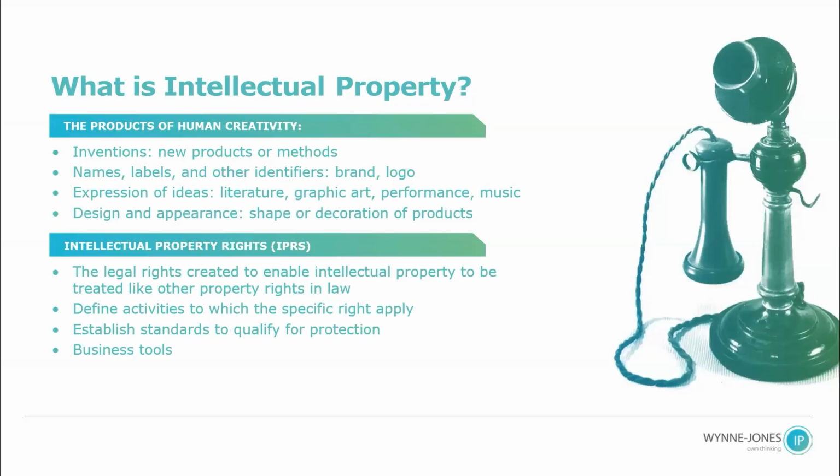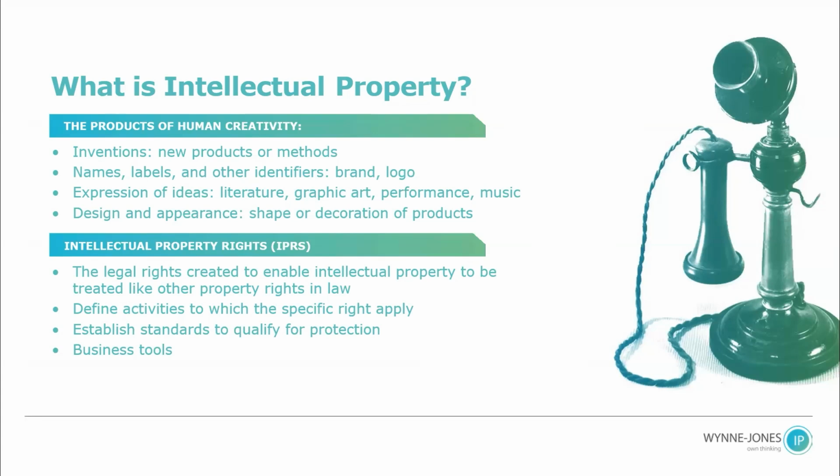So we start with what is intellectual property. One definition is that it is the product of human creativity. And we generally break these down into certain types. We call them inventions, which can be new products or methods. And any invention is really one or other or a combination of these. There are names and labels and other identifiers, and these tend to be known as brands or logos or trademarks.